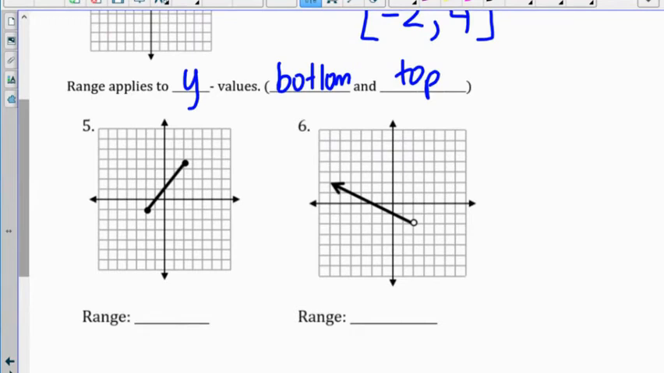All right, let's go ahead and try some practice. All right, so the bottom of this one would be -1. It's a closed circle, so that'll be the bracket. The top is 1, 2, 3. Top is 4.